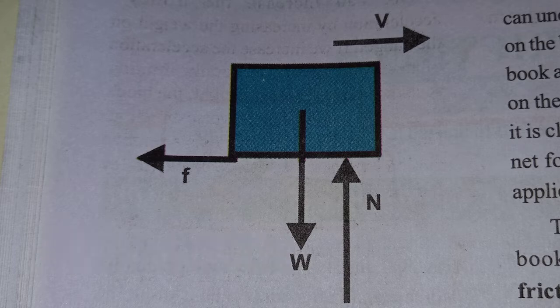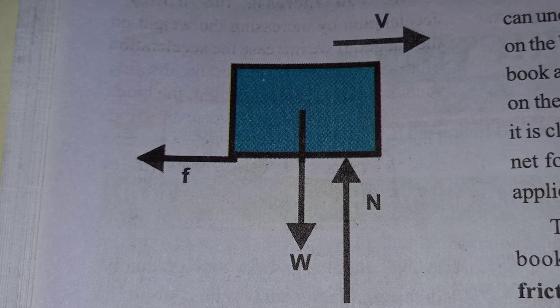Now we have two questions. What are the forces acting on the book in the horizontal direction? What is the net force acting in the horizontal direction? By close observation, we can understand that when the speed of a body moving in a straight line changes continuously, we say that the body has acquired an acceleration, because the speed is changing.